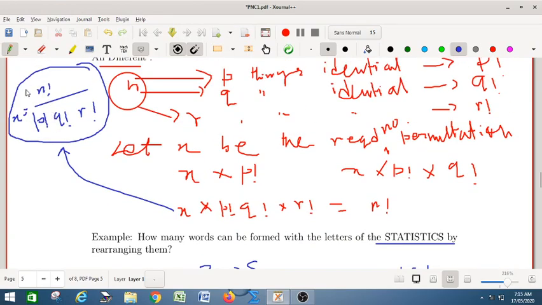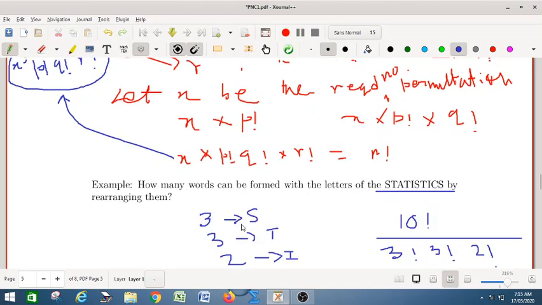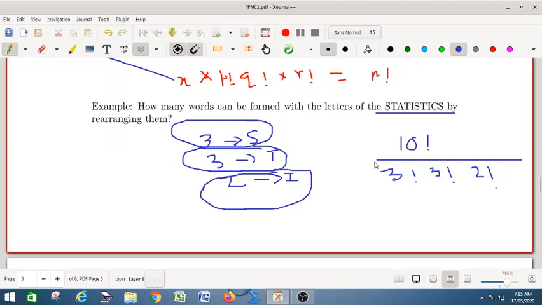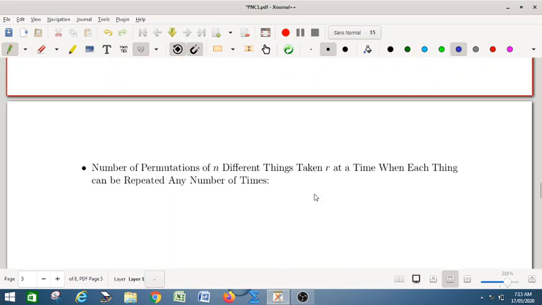So like you are applying factorial n by factorial p, factorial q, factorial r. P things are identical of one kind. So S is identical of the first kind, T is identical of the second kind, and I is identical of the third kind. So you are applying the previous rule, factorial 10, as the total number of letters is 10. So factorial 10 by factorial 3 into factorial 3 into factorial 2. This is the required answer. So in this way you can apply this formula to the problems where all the things are not different. Okay.